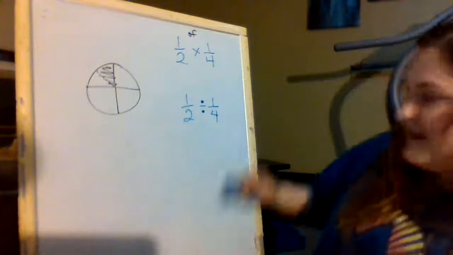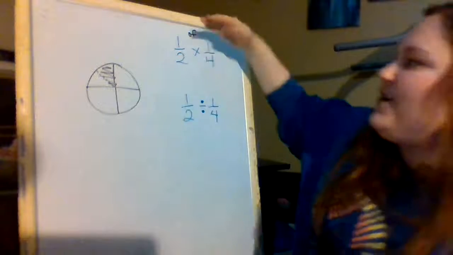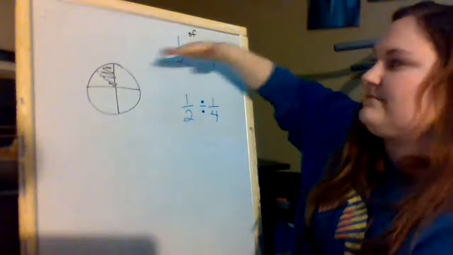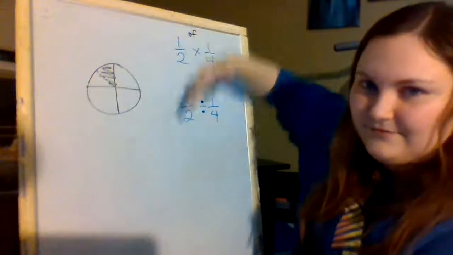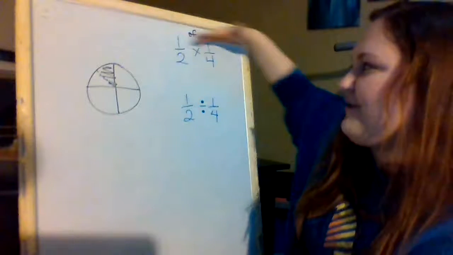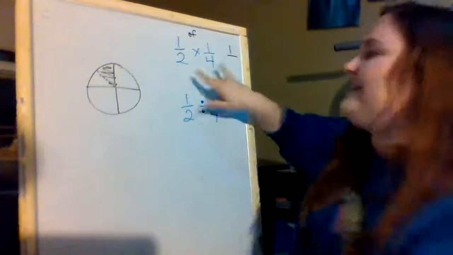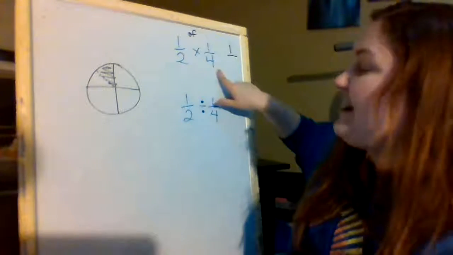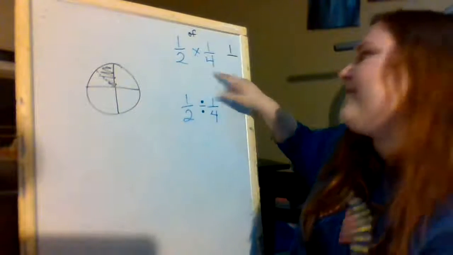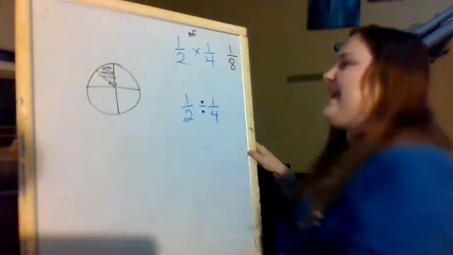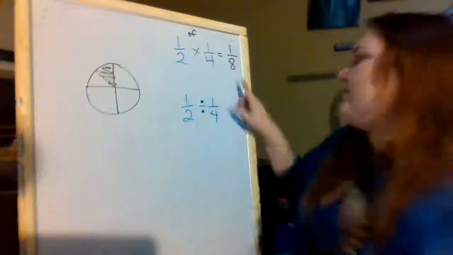Now, the math that goes with that, when you go to multiply fractions, you're going to multiply going straight across, not cross multiplying, but going straight across. So we could say 1 times 1 is 1. Doesn't matter that these are different. We're going to go ahead and multiply them. We could say 2 times 4 is 8. So we get our answer is 1/8.